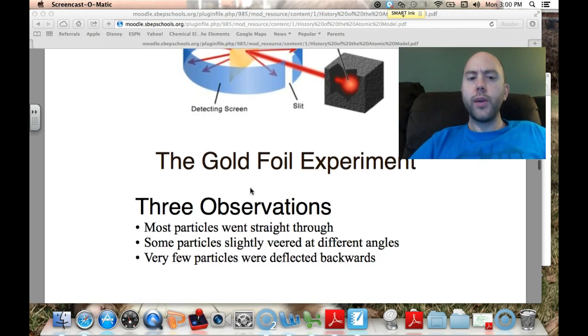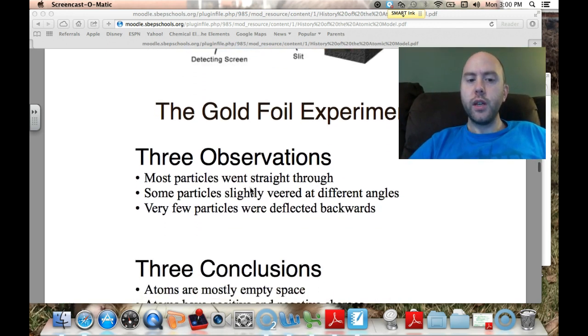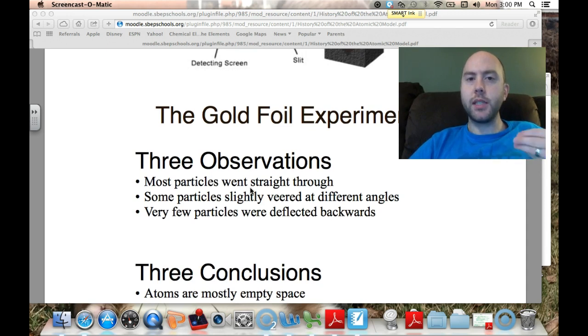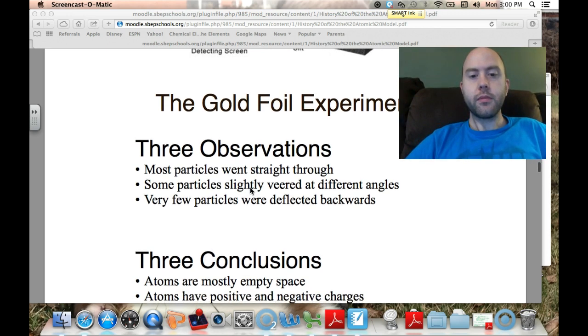Well, the reason why most of the particles went straight through is because atoms are mostly empty space. So an atom is really just a big open area. There's just very little density in an atom. It's just this wide open area. The reason why some of the particles veered off is because of the positive and negative charges, because of the protons and the electrons. But what was so confusing and what was so revolutionary was trying to figure out, why did so few of the particles bounce backwards?